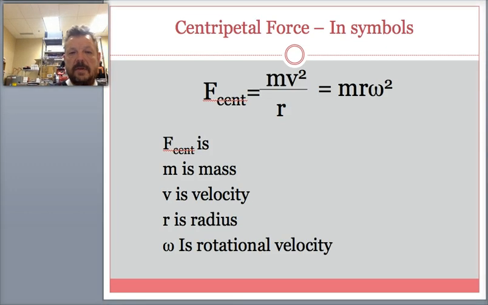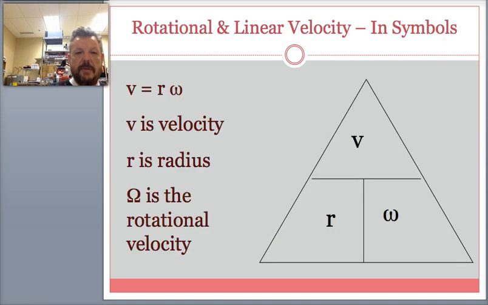So F is the centripetal force, m is mass, v is velocity, r is radius, and omega is the rotational velocity. I made a minor mistake on this. Omega in this slide should have been also rotational velocity.